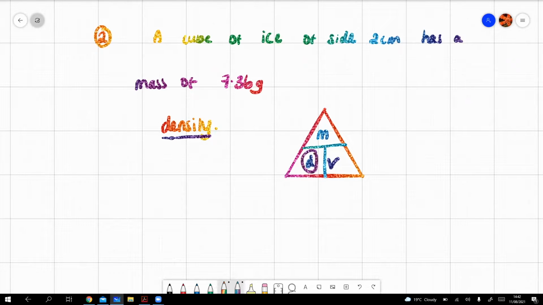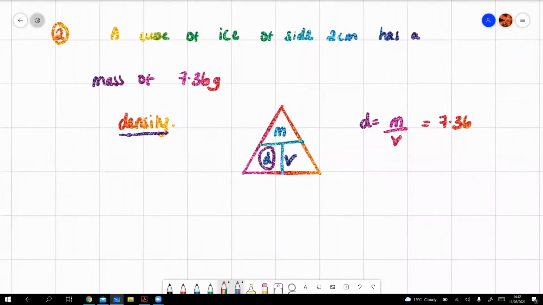So circle density, well, the left over one is mass and volume, and that line there means divide. So to work out density, I've got to do mass divided by volume. Well, it tells me the mass is 7.36 grams. However, I don't actually know the volume, so I've got to work out the volume in order to take this question further. So you would get extra marks for this question, obviously, because there's one extra step involved.